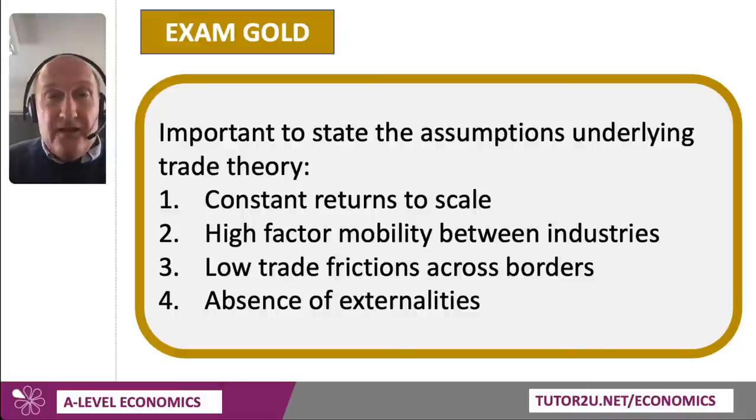We assume high factor mobility between industries. People moving out of steel into wine and people moving out of wine into steel are equally productive. Well, of course, they won't be. We know there's occupational immobility, differences in relative productivity, and barriers to mobility of labor.